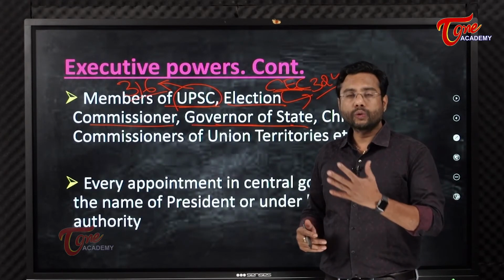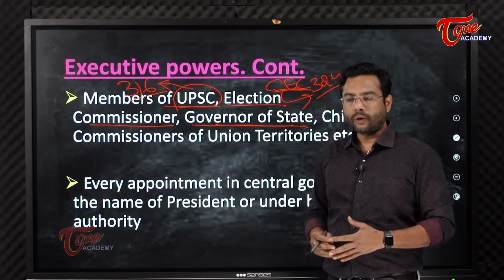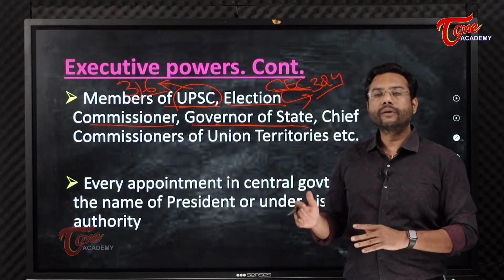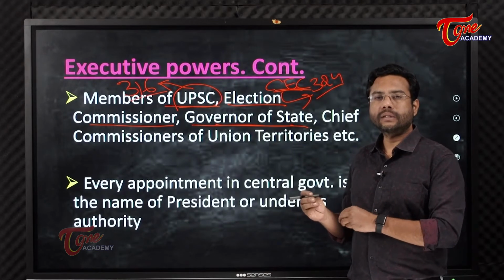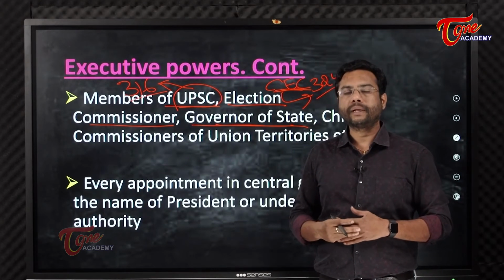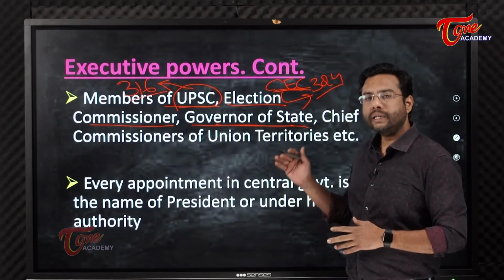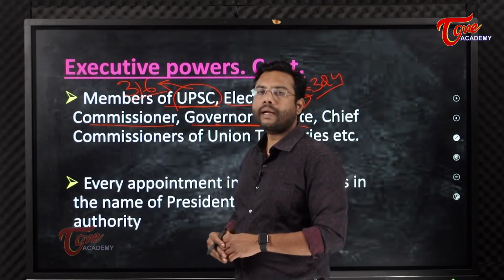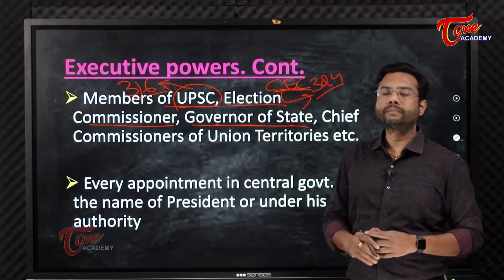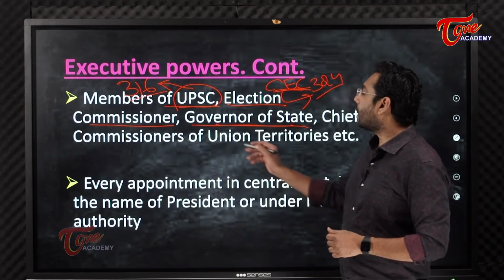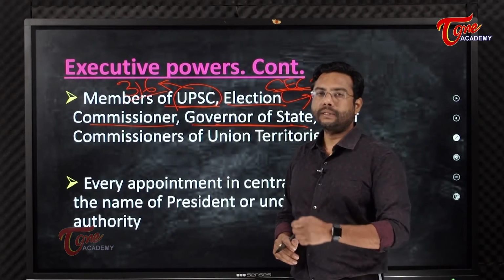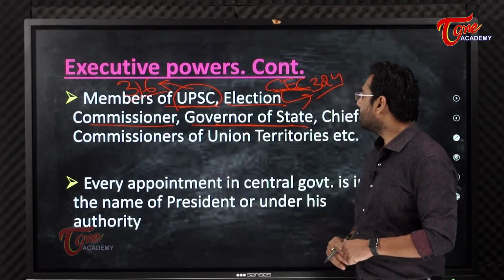The governor could also veto certain bills, or stop certain bills at the state level. The governor could also send certain bills to the President for the President's consideration. So generally speaking, the governor has enormous power at the state level, as the President has at the union level. The appointment of the governor is in the hands of the President.